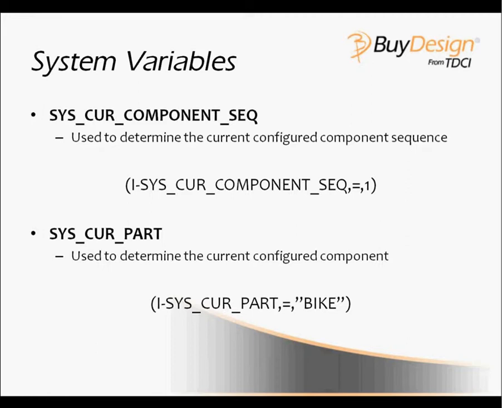Based on the current part in configuration, I may be doing a lookup on a matrix or for pricing. So one of my keys in my matrix will say, what's the current part in configuration? Am I at the bike level? Then I need to pull this value back for a cost or a price. If I'm at the frame level, I'm using that as a key of that matrix. I need to pull back a different value. So cur part is going to allow me to know what configure component I'm working on.